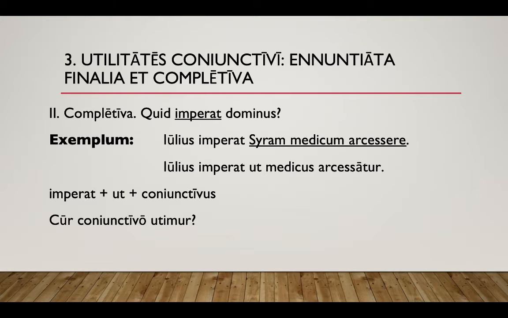The conjunctive example, however, emphasizes what Julius wants accomplished rather than what he actually said. He wants someone to fetch a doctor. So here we use imperat plus ut plus the conjunctivus. Why are we using the conjunctivus? Cur conjunctivo utimor. Remember again that the conjunctive mood conveys possibilities.